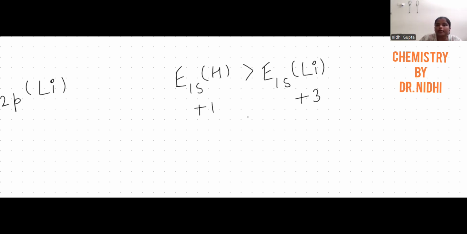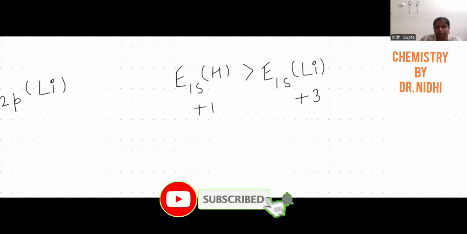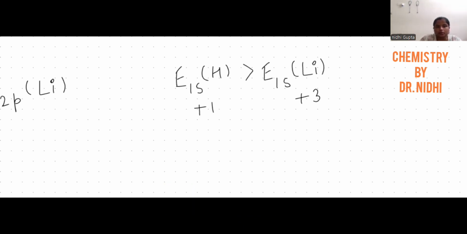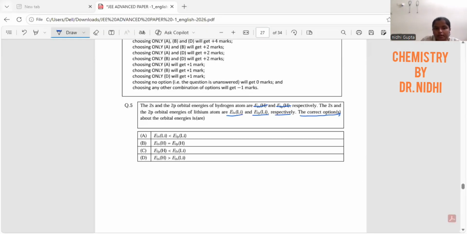Now let us see which options are correct. Out of the given options, option B is correct, because the energy of the 2s subshell of the hydrogen atom will be equal to the energy of the 2p subshell of the hydrogen atom. So this is correct.